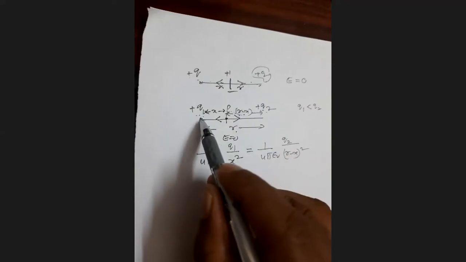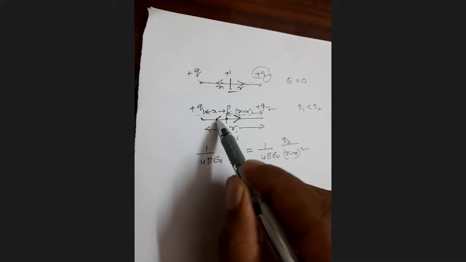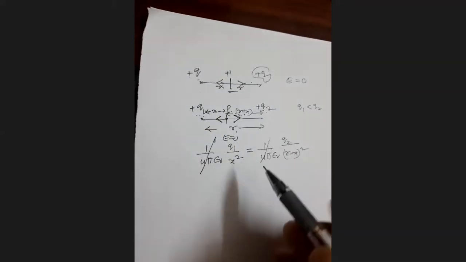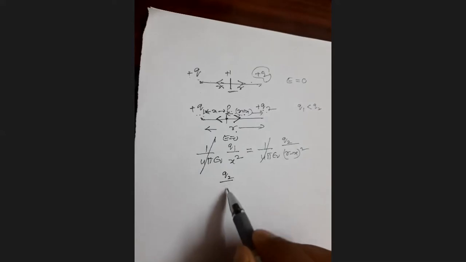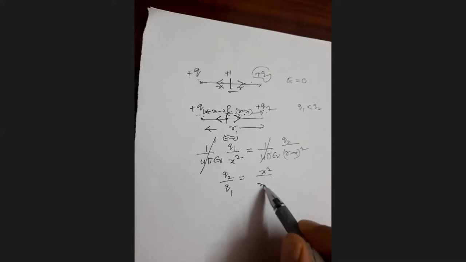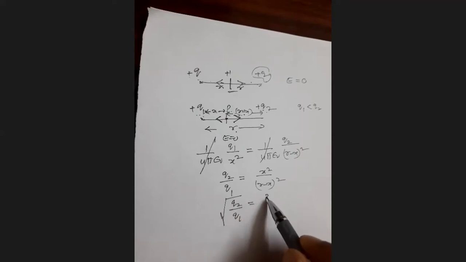So due to q1, the field direction is towards the right side. Due to q2, the field direction is the left side. We are equating the field strengths. From this, you can write q2 by q1 is equal to x square by (r minus x) whole square. Taking the square root, root q2 by q1 is equal to x by (r minus x).